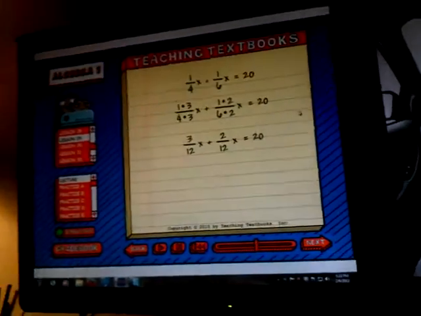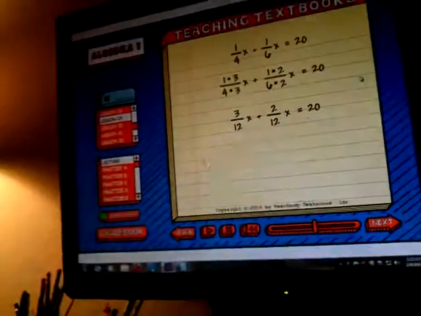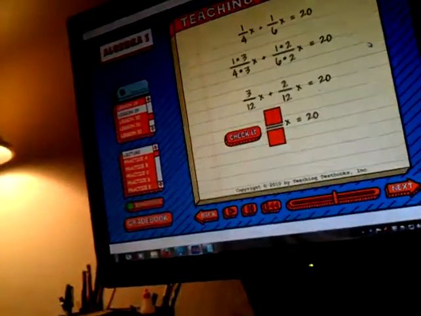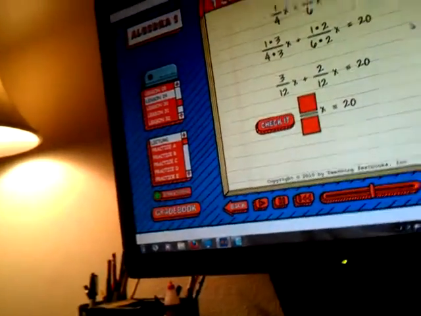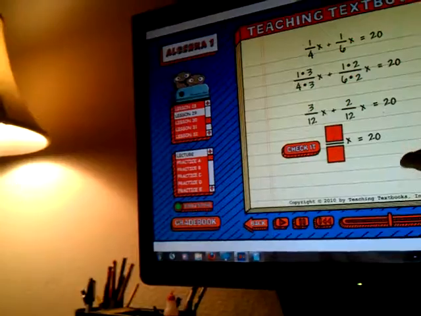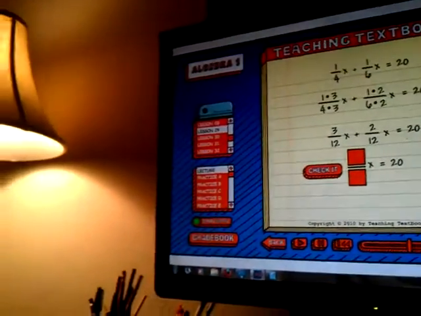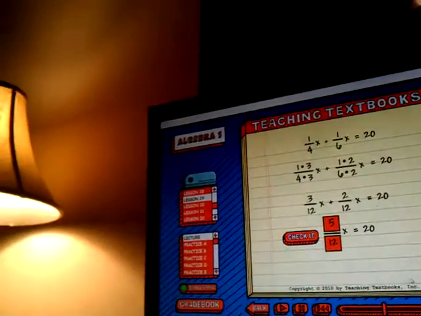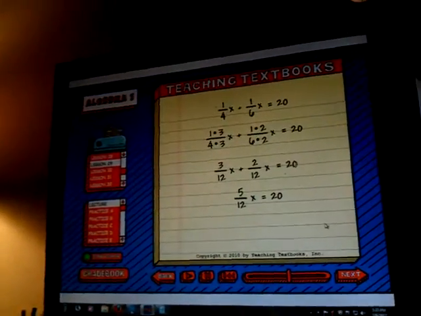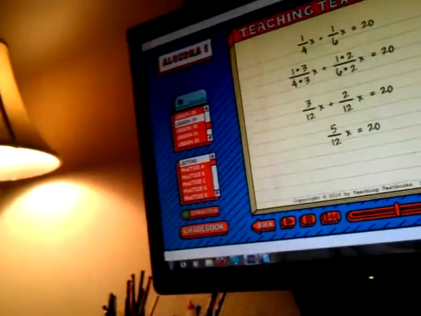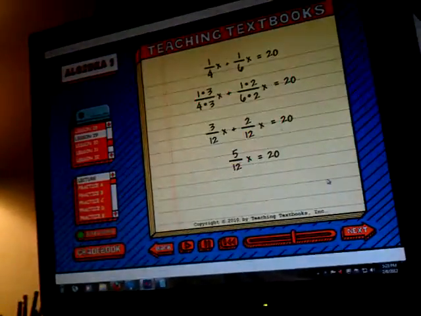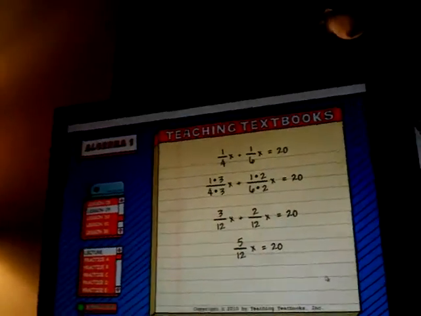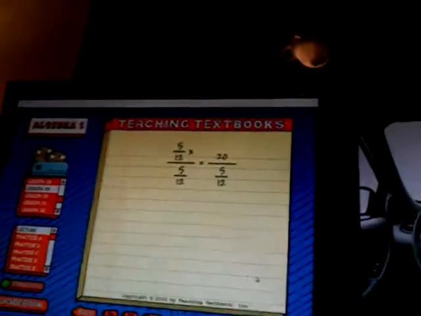Good job. Now combine the coefficients. Go ahead and do that. That's 3 over 12 plus 2 over 12, which is 5 over 12. Very good. So the x terms combine to get 5 twelfths x. And now we can undo. We need to divide both sides by 5 twelfths to undo the multiplication.